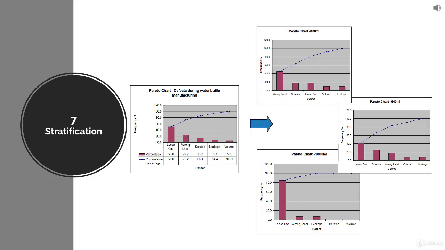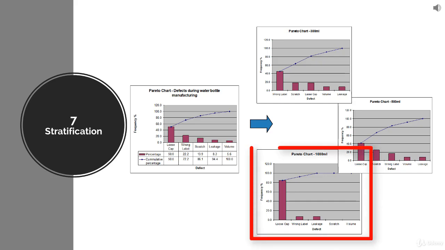So now if you look at these charts, you see a different trend. You see that loose caps, which you saw as a 50% problem, in the combined one, loose caps was contributing to 50% of the problems. But if you look at 1000 milliliter bottles, there the loose cap is contributing to more than 80% of the problems. So that means the problem of loose cap is more prominent in that particular type of bottle, that particular type of machine might be giving that problem.